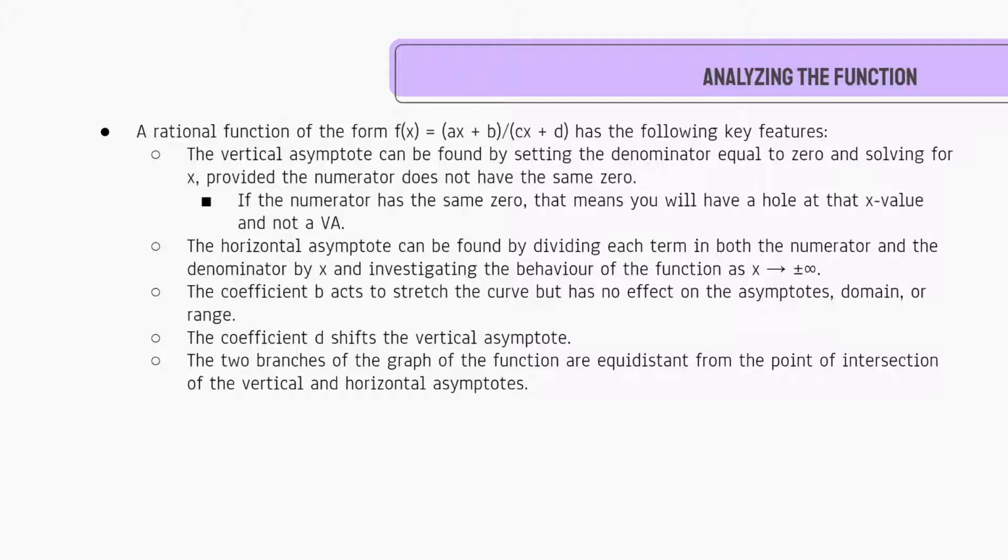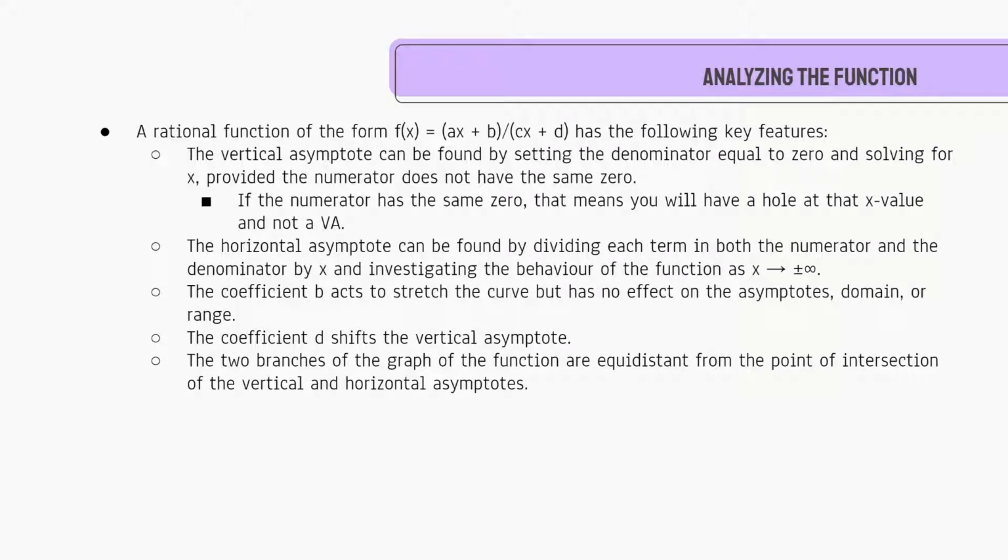Next, we could talk about the coefficients. We have one coefficient, b, which is in the numerator, and b acts as a stretch to the curve and has no effect on the asymptotes, the domain or the range. So again, it's just a stretch factor. And then the d coefficient is just a shift to the vertical asymptote. Again, this makes sense considering all we've learned about the denominator is how it helps us find the vertical asymptote. So if we start moving it left or right, the d coefficient has to come up somewhere.